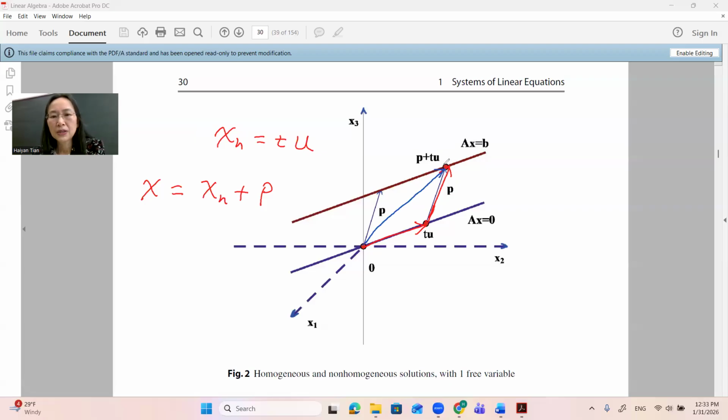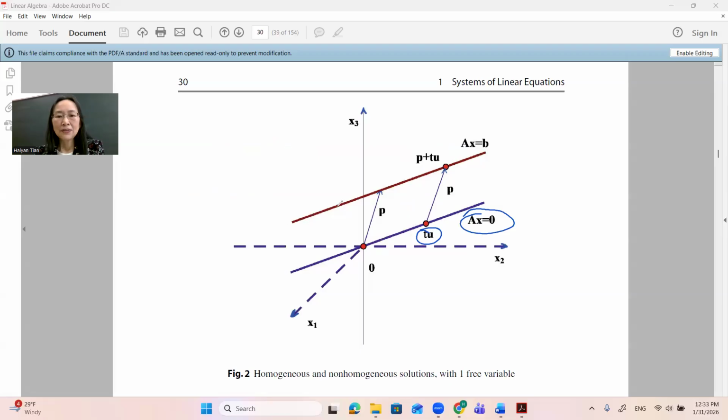This vector will be another point, right? That shows we can find this point, which is just a line shifted by the vector of p. So if you look at this line, the vector on this line will be a solution to the homogeneous. And a vector along this line, the brown line, will be a solution for the non-homogeneous.